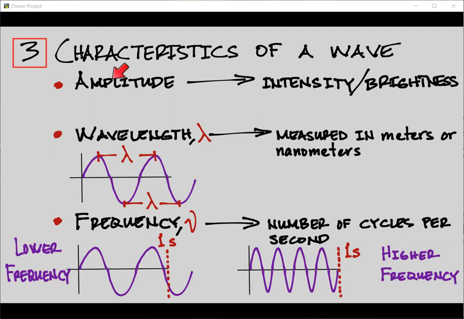You can also visualize amplitude here. Amplitude is essentially the distance from the maximum height to this line over here. Mathematically, it's half the height of the wave. So the height goes from maximum to the minimum, divided by 2. That would be the amplitude.